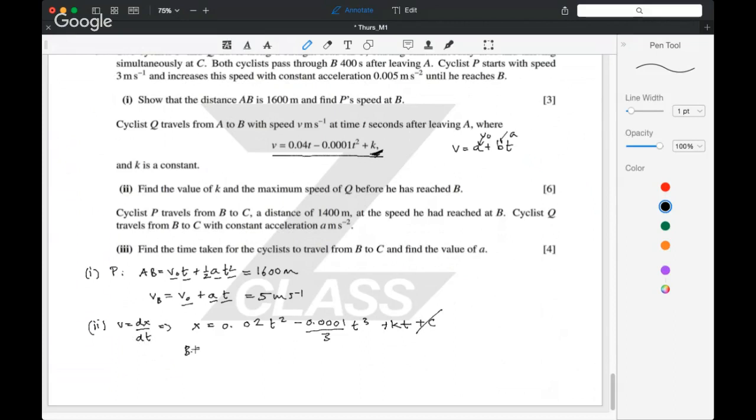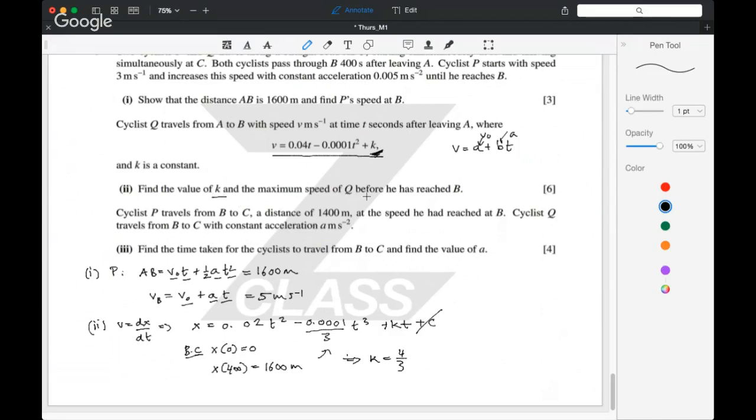So we used the boundary condition that x of 0 is equal to 0. We also have the boundary condition that at 400 seconds, he's at B, which is at 1600 meters. So if we plug that in, we have t, we have x, we work it all out, and we get that k is equal to 4/3. Well, great. So we've done our integration, and we found the value of k.